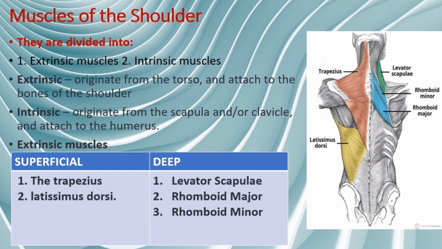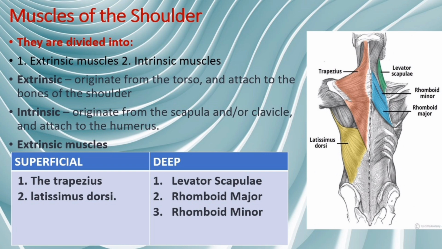Muscles of the shoulder region. The muscles of the shoulder are associated with movements of the upper limb. They produce the characteristic shape of the shoulder, and can be divided into 2 groups. Extrinsic, originate from the torso, and attach to the bones of the shoulder, clavicle, scapula or humerus. Intrinsic, originate from the scapula and/or clavicle, and attach to the humerus.